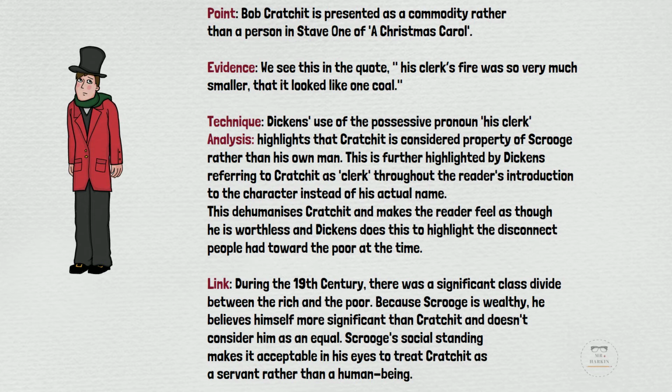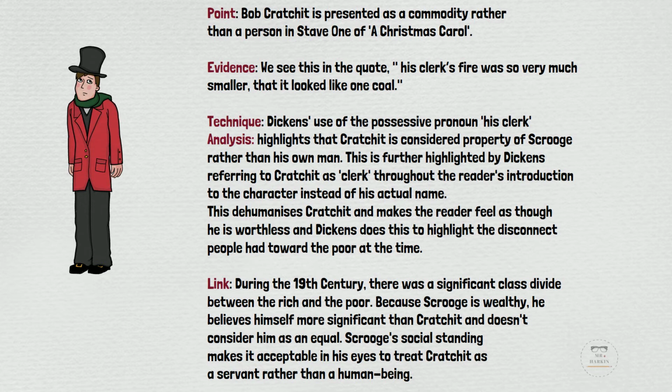During the 19th century, there was a significant class divide between the rich and the poor. Because Scrooge is wealthy, he believes himself more significant than Cratchit and doesn't consider him as an equal. Scrooge's social standing makes it acceptable in his eyes to treat Cratchit as a servant rather than a human being. I have used context of a class divide to support my answer.